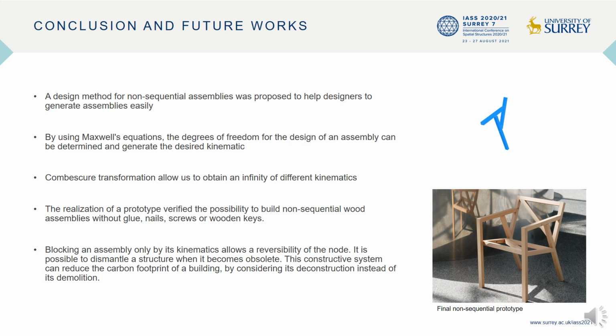A prototype verified the possibility to build non-sequential wood assemblies without glue or wooden key. Nevertheless, the joint of the prototype would need accurate calculation to check the mechanical relevance of the system. Finally, it seems important to remember that blocking an assembly only by its kinematic allows a reversibility of the node. Thus, it is possible to dismantle a structure when it becomes obsolete. This constructive system can reduce the carbon footprint of the building by considering its deconstruction instead of its demolition. Thank you.